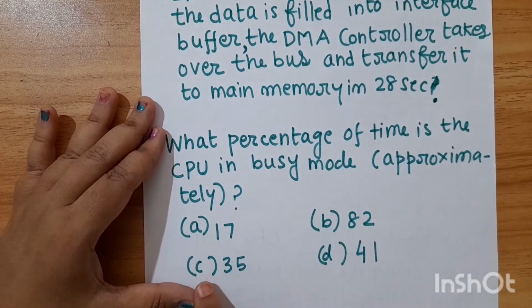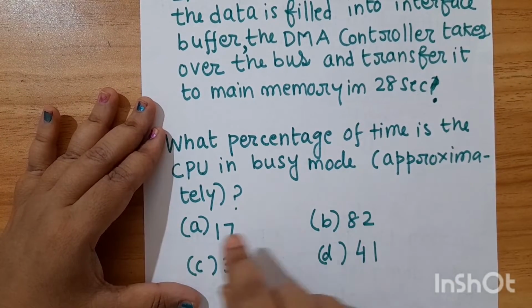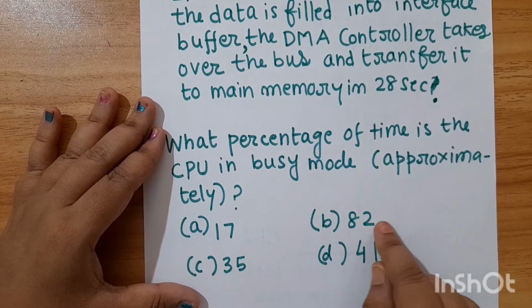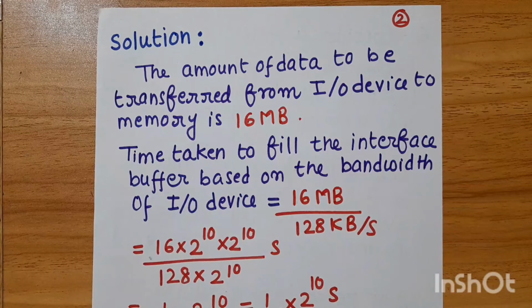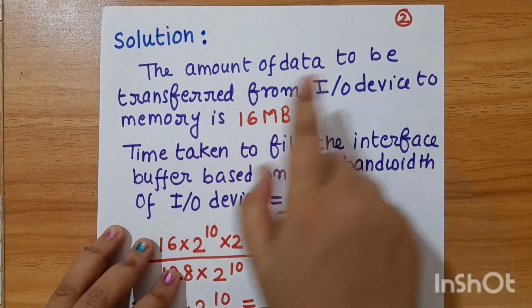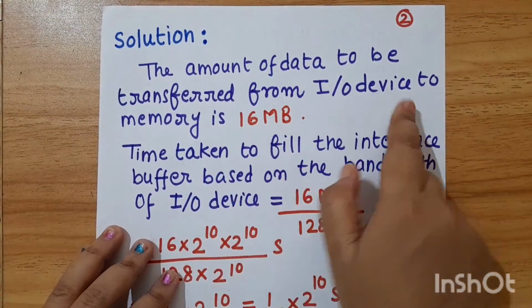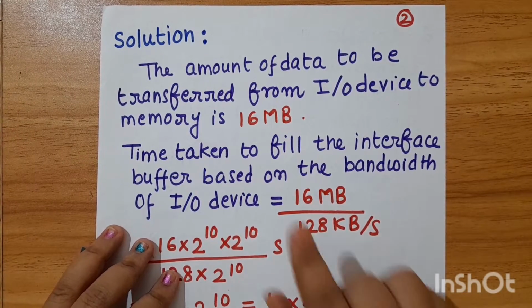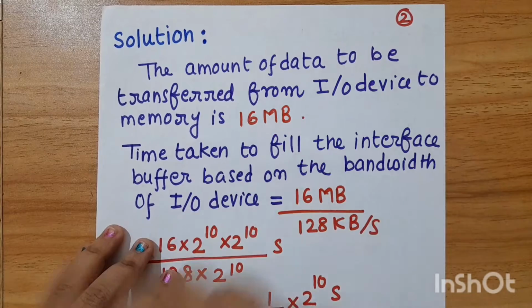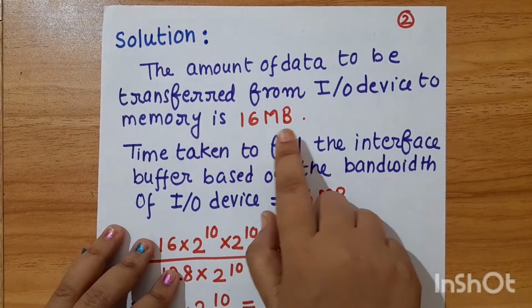Approximately you have to give the time out of these four options. Option A 17, option B 82, option C 35 and option D 41. Now the solution of the question. The amount of data to be transferred from an I/O device to memory is 16 MB. So this has been specified in the question. How much data has to transfer from the I/O device to memory? That is 16 MB.